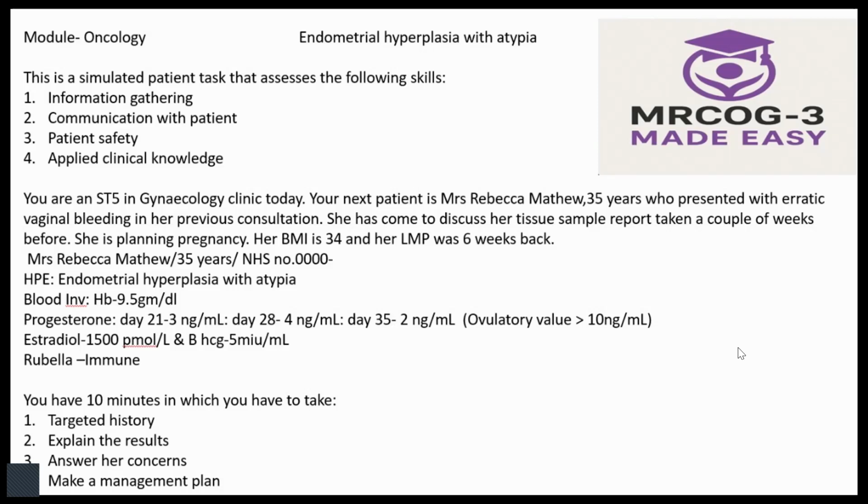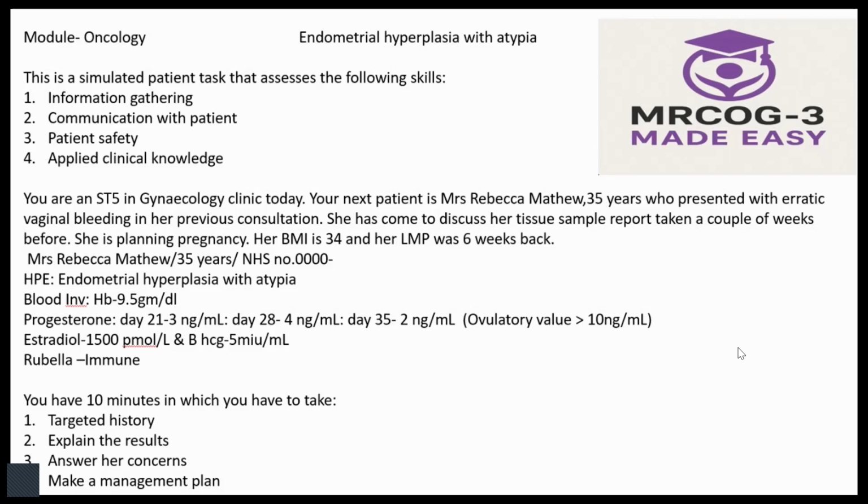I see that your BMI is 34. It is slightly on the higher side, Rebecca. Were you told about this, that you have BMI is high? No, doctor. If suppose she says yes, have you consulted any dietitian or exercise program? Are you into the exercise program? Suppose she says no, doctor, I did not consult anyone.